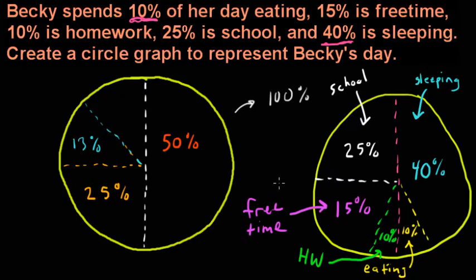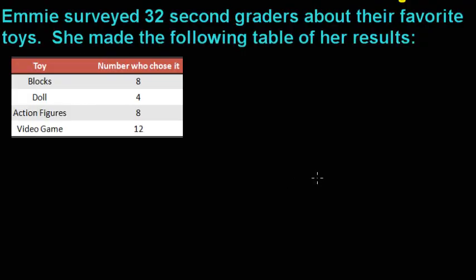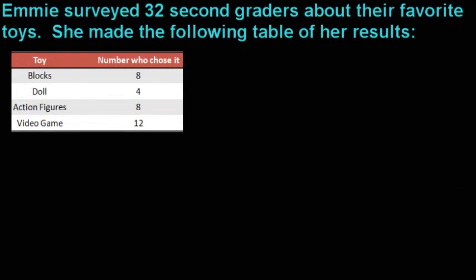Let's look at another example. Emmy surveyed 32 second graders about their favorite toys, and she made the following table of her results. Eight kids chose blocks, 4 chose dolls, 8 chose action figures, and 12 chose video games. Now, when we make a circle graph, we want to convert these into percentages.